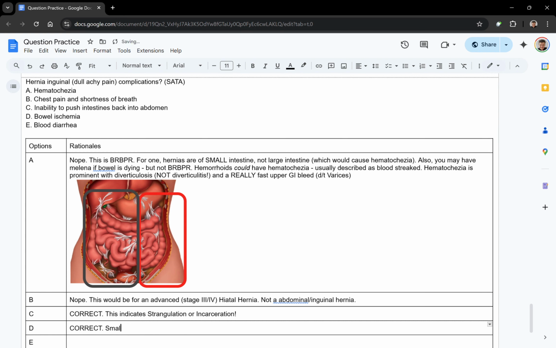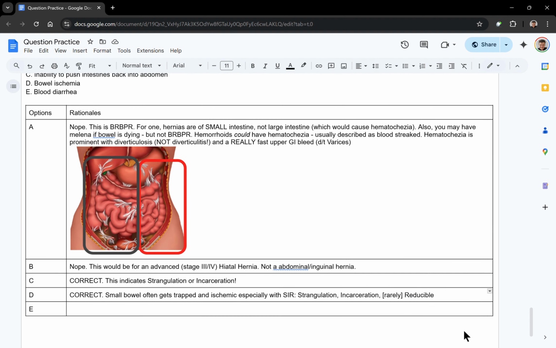The small bowel often gets trapped, and ischemic, especially with SIRS, right? So strangulation, incarceration, rarely reducible. Because you might be able to reduce it back in the bowel, but you might have been twisted, and volvulus, right, back in the bowel. All right, but again, I'm testing you on the common stuff. I'm not testing you on rare things. Okay. All right. What else was I going to say about that?